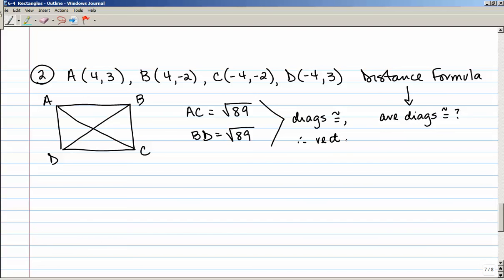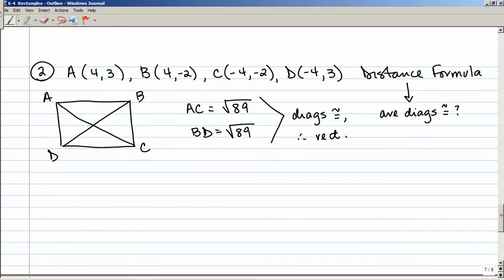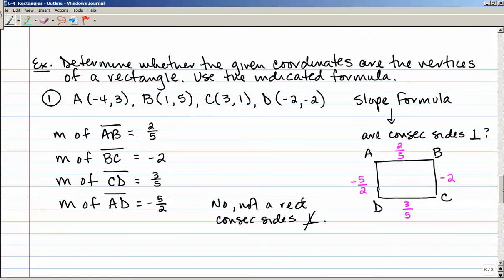Okay? So if you're being asked, I think that's the last problem, yeah. So if you're being asked to use the distance formula to figure out if it's a rectangle, check and see that the diagonals are congruent to each other. If you're asked to use the slope formula, you'll need to show that consecutive sides are perpendicular. The consecutive sides have slopes that are opposite reciprocals of each other.